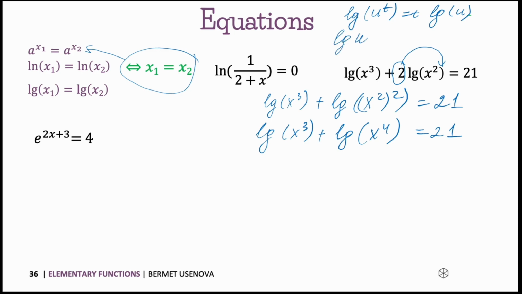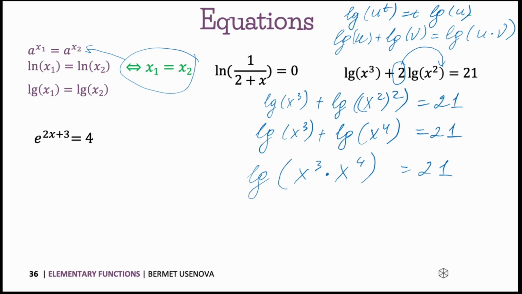And if you remember, if we add 2 logarithms, we have to multiply u by v. So here we'll do the same. We can multiply x to the power of 3 by x to the power of 4, which equals 21. And if you remember the power rules, when we have multiplication, we add the exponents. So here we will have x to the power of 7, which equals 21.